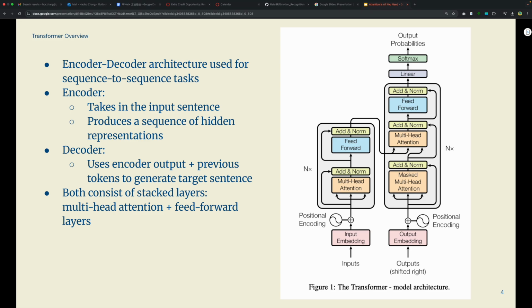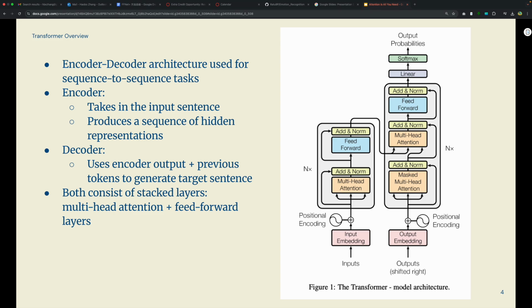The decoder, on the other hand, also consists of stacked layers, but it has two sources of input, the encoder's output and the previously generated tokens from the output sequence. This design enables the decoder to both attend to the context of the input sentence and maintain coherency with what has already been generated.